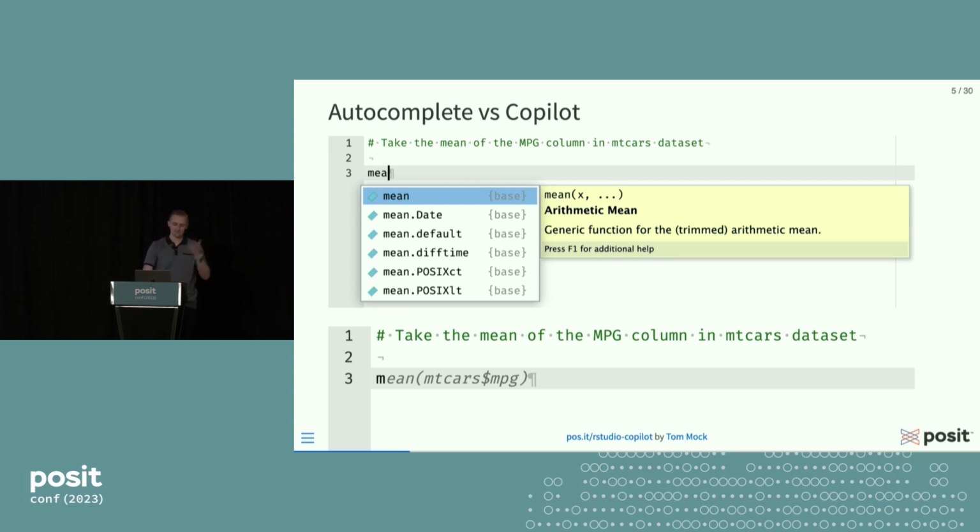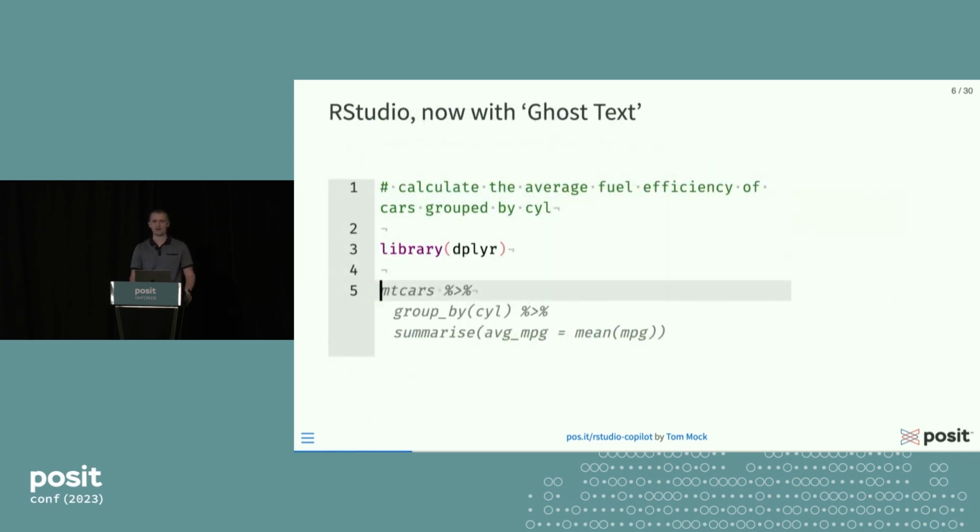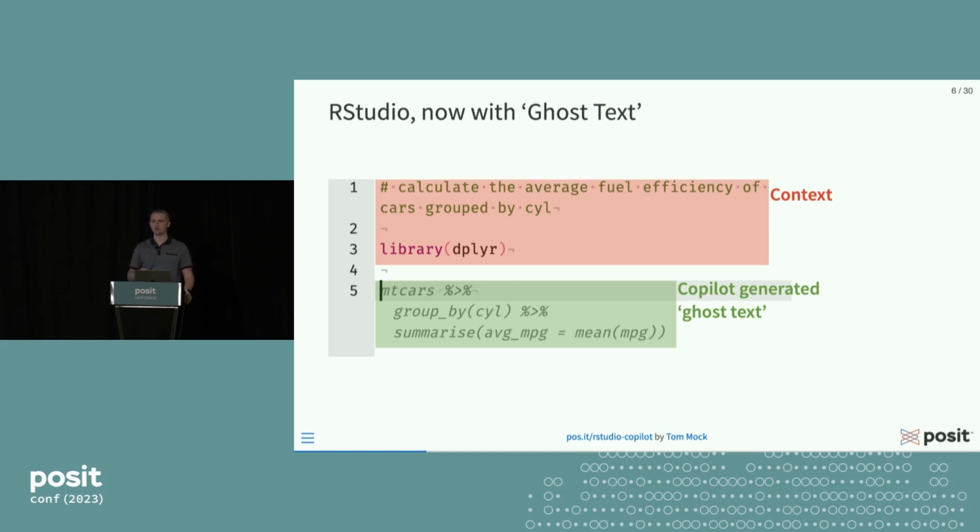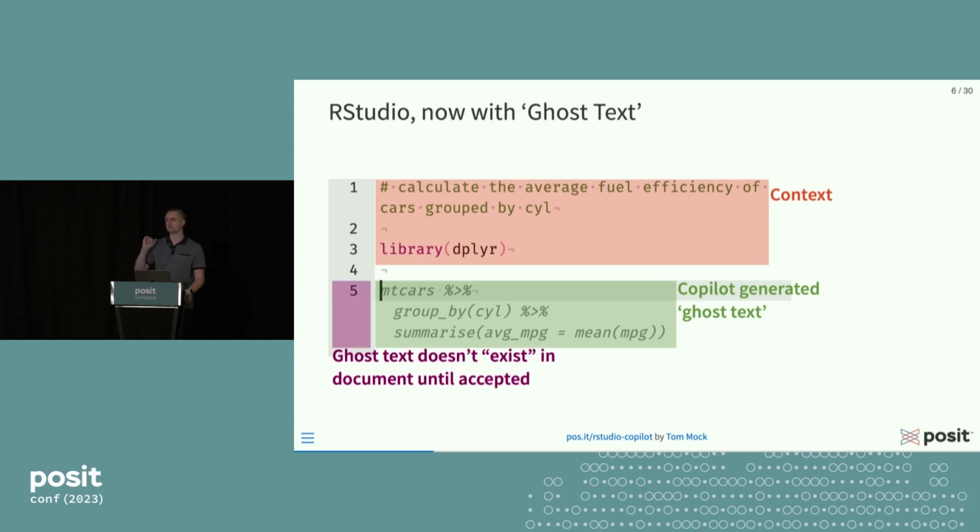But we can go a lot farther than that. Maybe I want to do a group by summarize. So I can have a comment saying, calculate the average fuel efficiency of cars grouped by cylinder and load dplyr. So now I have context that includes the comment and that I've loaded a library. Let's use that library to do something. I get Copilot generated ghost text that's multiple lines, not just one word. And importantly, this ghost text doesn't exist in the IDE yet. It's just a UI element, and I can choose to accept it. If I don't like that output, I'll back it out and try again, add some more context, go forward. So you can be really powerful with this. You can codify more of your intent into the document and be more productive. And we'll go into some more advanced examples.